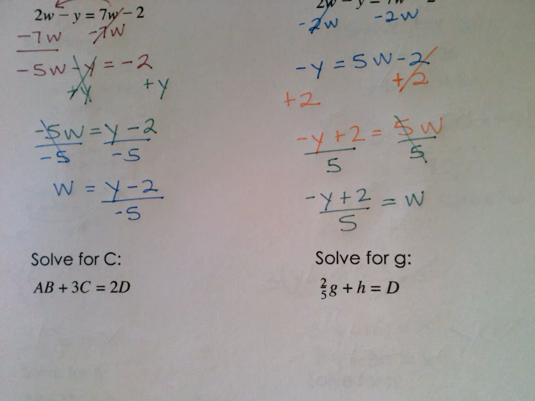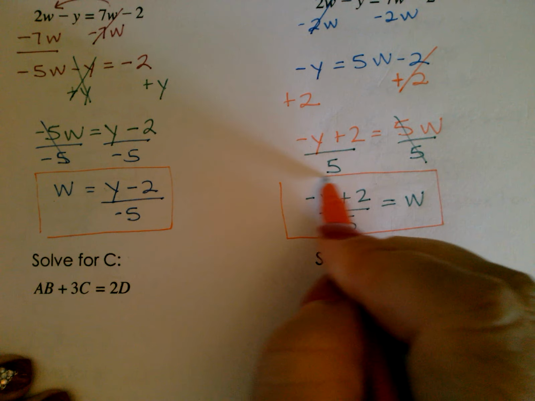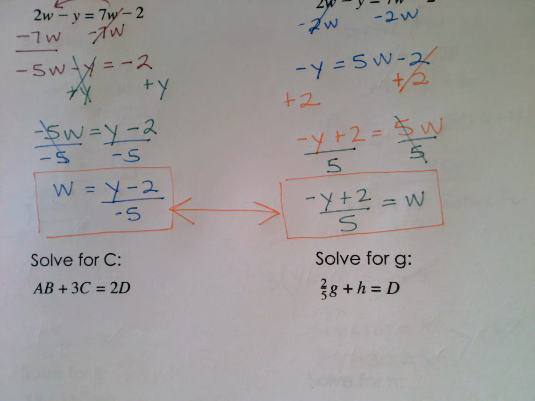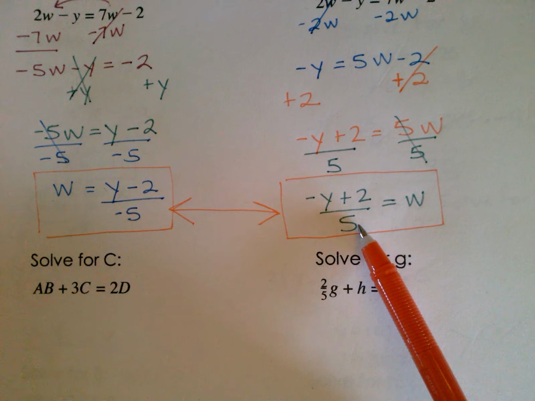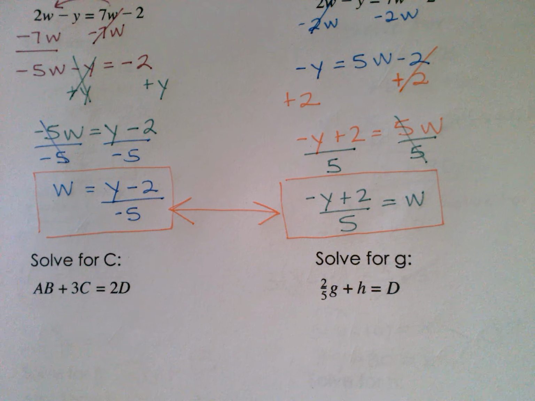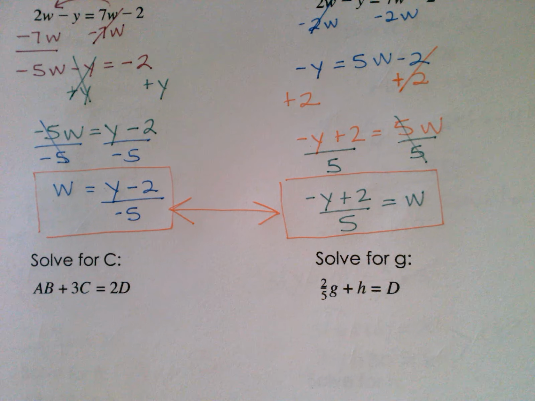Take a moment and look at these two answers. What do you notice? What is going on between the first one we solved and the second one? They were the exact same math problem. What do you notice about the answers? They're complete opposites. Yes, if I took this, multiplied it by -1, I would get this answer. If I chose to multiply this one by -1, I would get that answer. These are equivalent. They are the same.